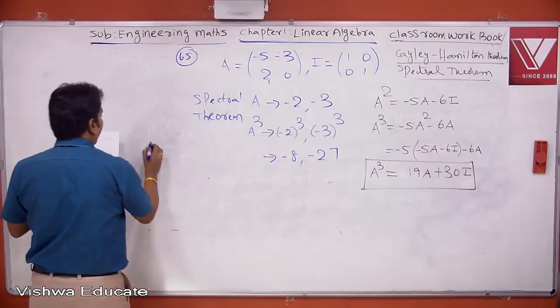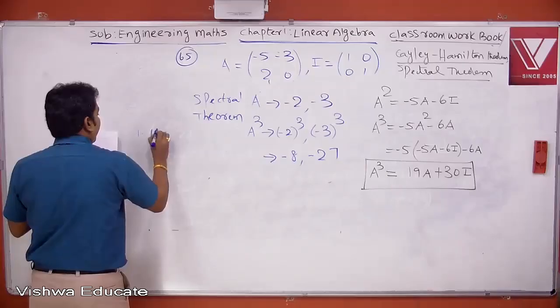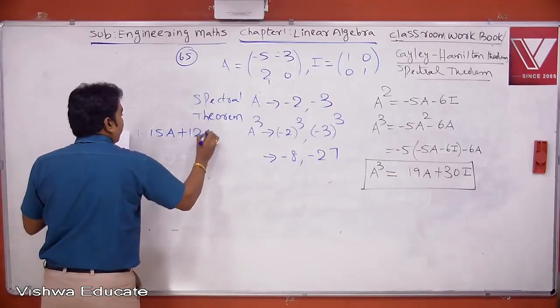Now let us come to option A. The first option is 15A plus 12I.